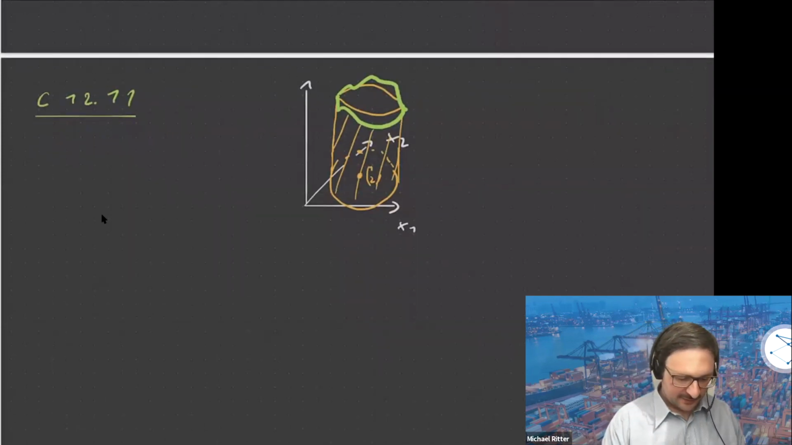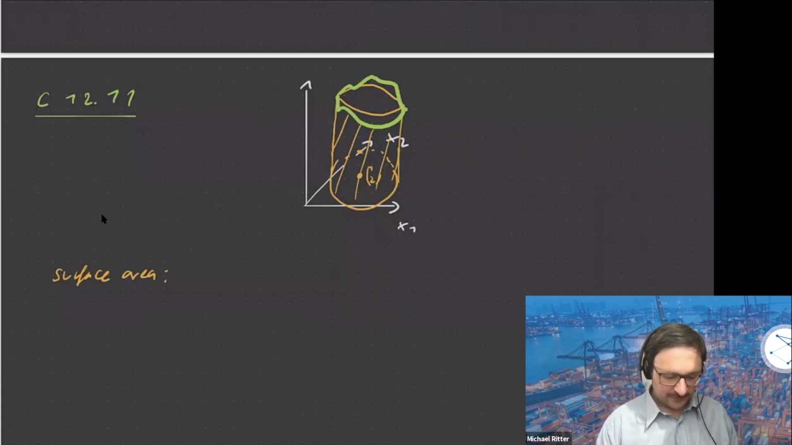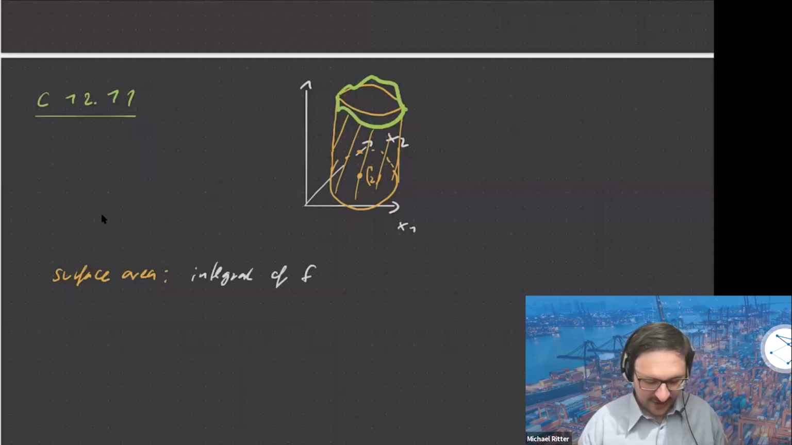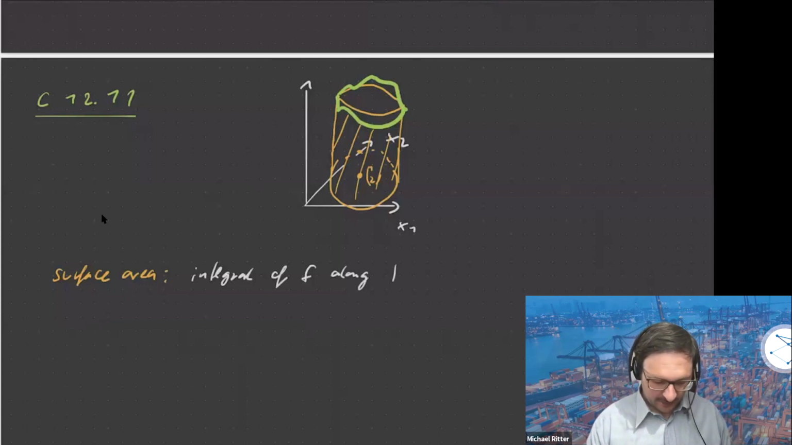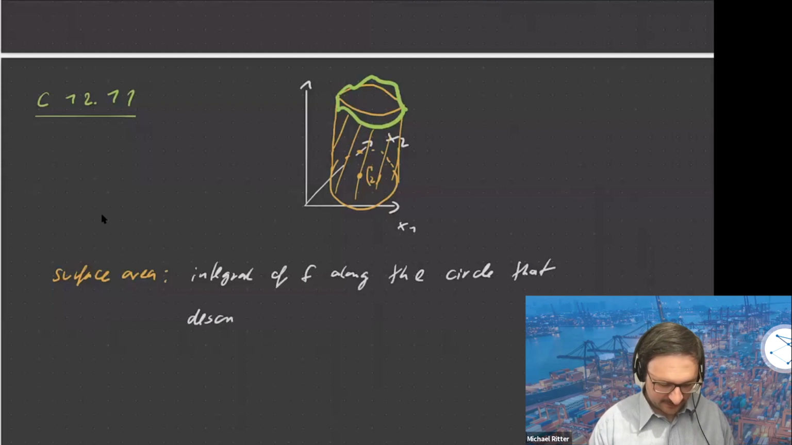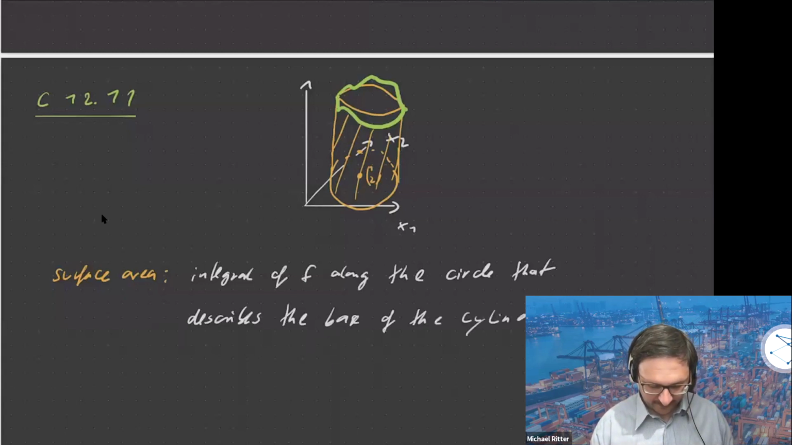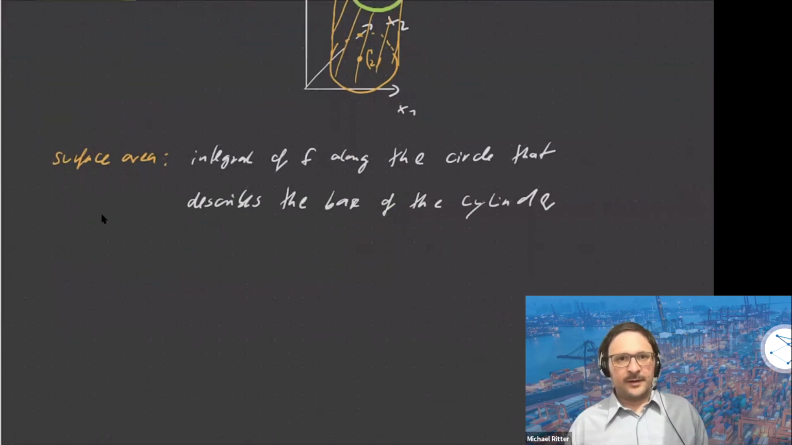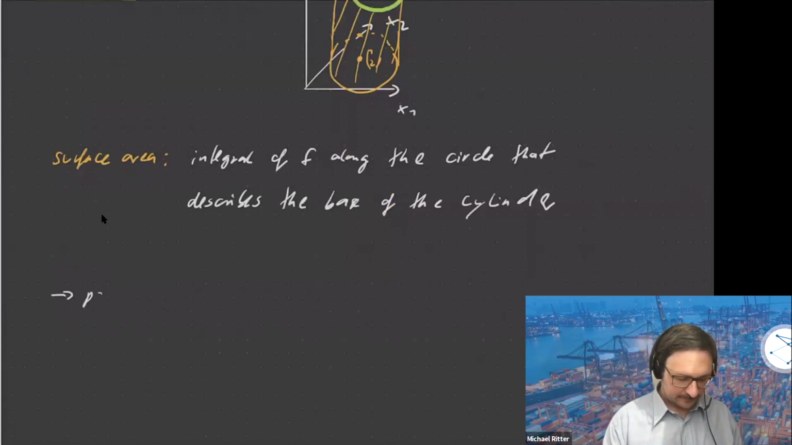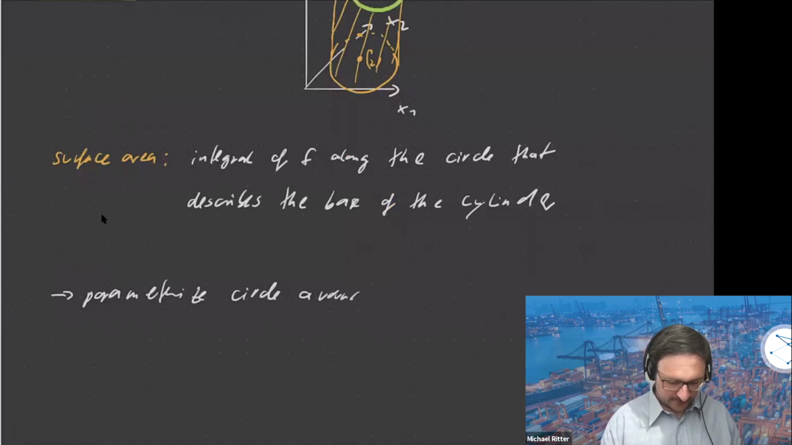Okay, so that surface area that we are trying to compute is the integral of the function f along the circle that describes the base of the cylinder. So first thing we need to do is parameterize that base. So let's circle around the base.